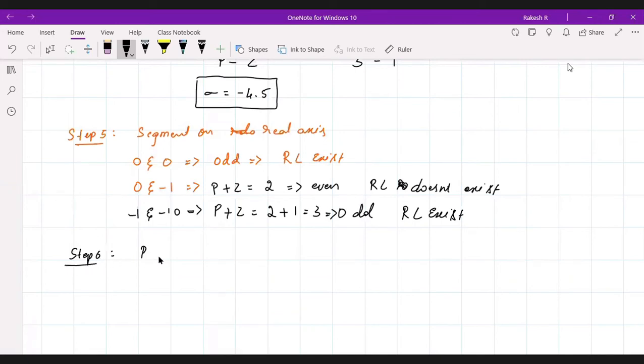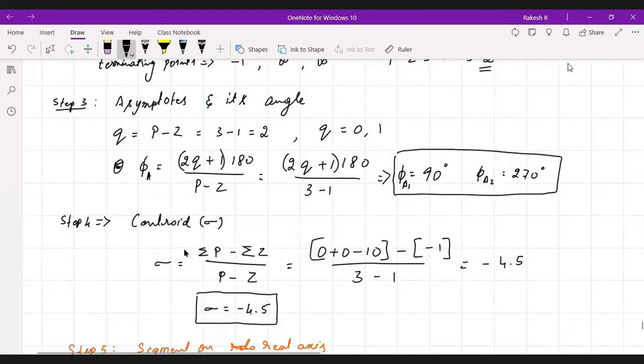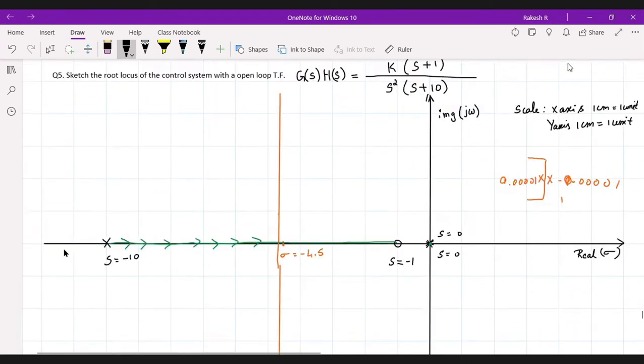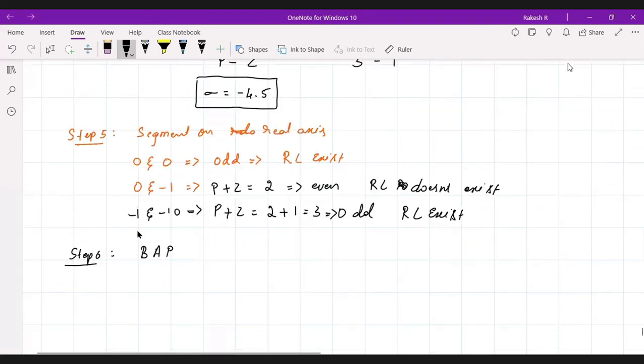Sir, we won't be doing the segment from minus 10 to minus infinity, sir? No, we have only this here. If you want that one, we shall do that also, in between minus 10 and minus infinity. We shall do that one.